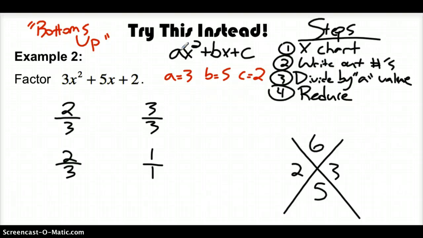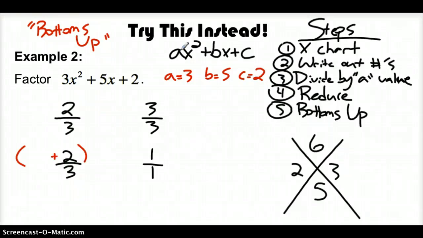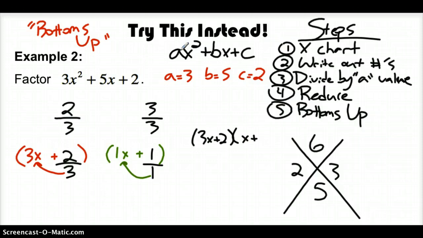Now the fifth step is the bottoms-up, where the denominator comes up and becomes the coefficient of x in our factors. We can write the parentheses out because this is what our factors will look like. I know that 2 is positive, but I'm going to bring the 3 up here, and that will be our coefficient of x, so I'll have 3x plus 2. On the other one, I know this is a positive 1, so we'll bring this 1 up here: 1x plus 1. So here's our final answer: 3x plus 2 and x plus 1.